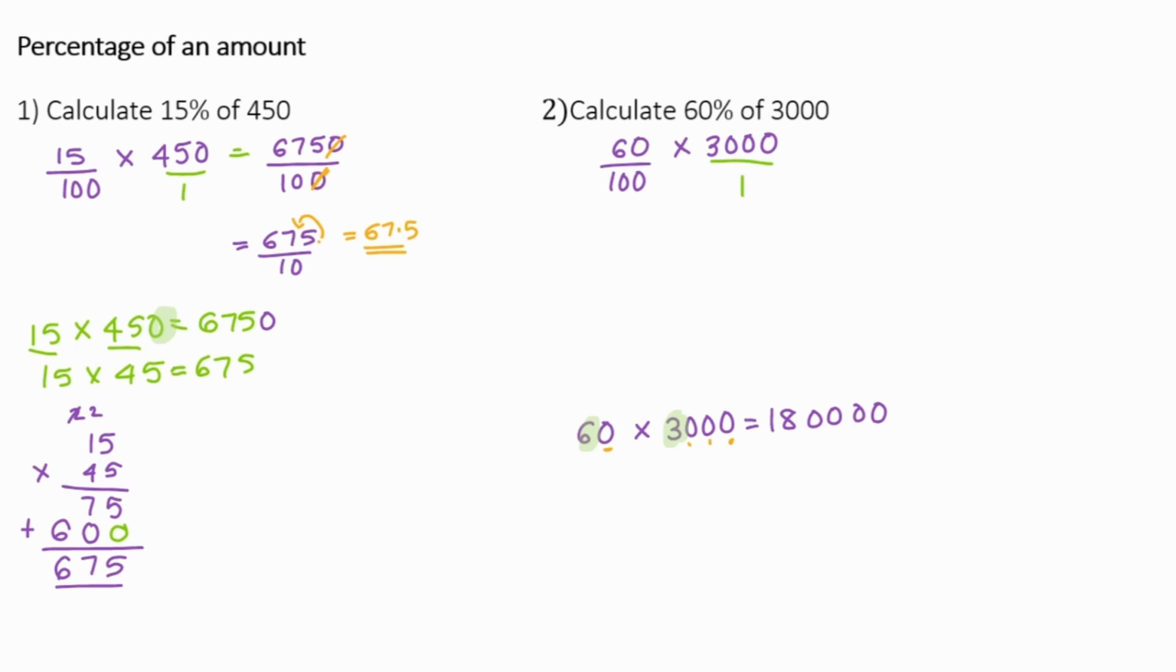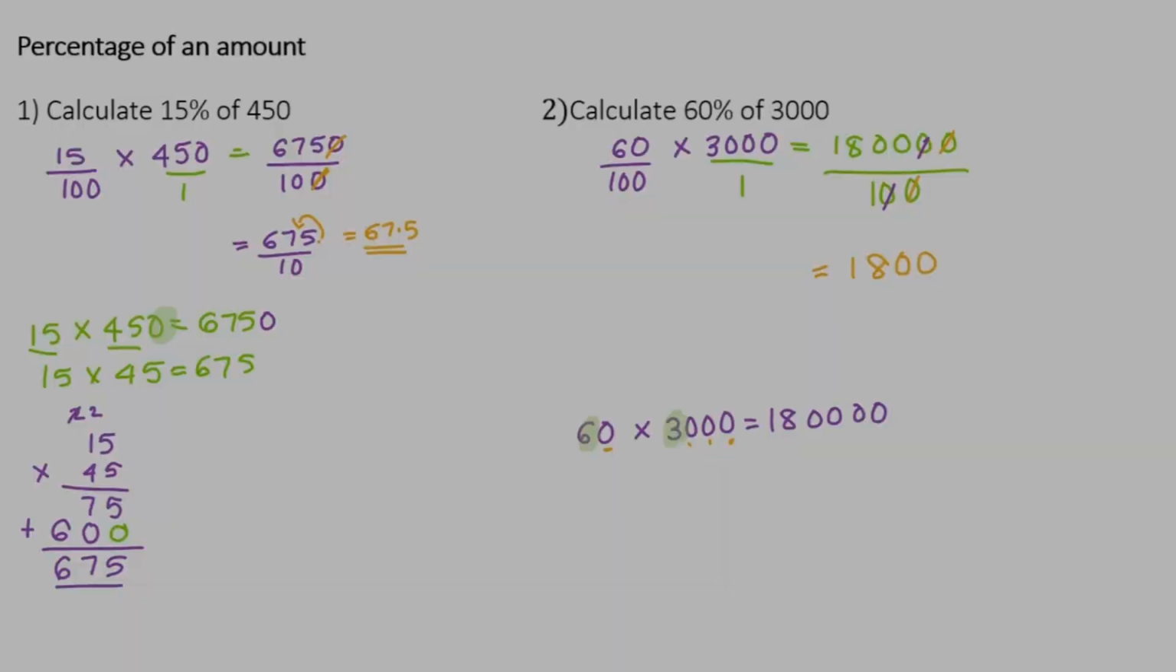My 3,000 is over 1, so when I multiply my numerators, I'm getting 180,000, and in my denominator, 100 times 1 is 100. And now I can simplify this by cancelling zeros. 1 zero in the numerator and denominator there, and another one there. So my answer for this question is 1,800.